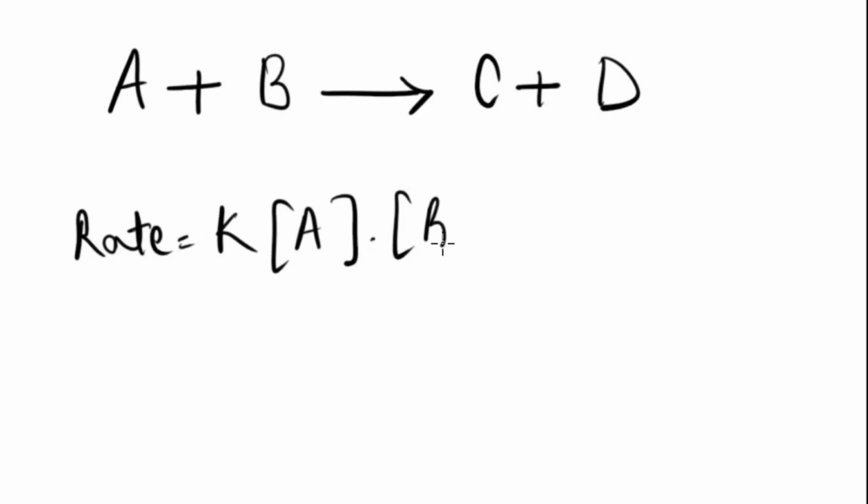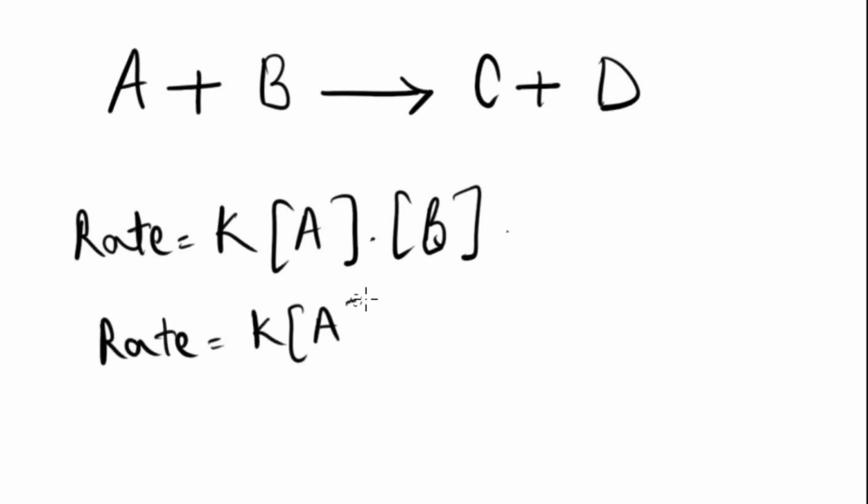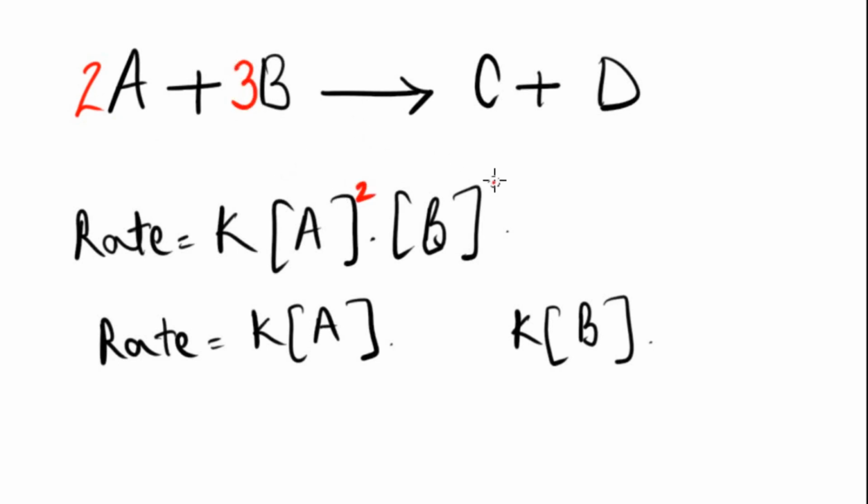You can also be asked to give individual rate equations for individual reactants. So if I had to give it just for A, it would be rate is equal to k times A. For B, rate is equal to k times B. Now, if we had a number, like a 2 before A or a 3 before B, it goes as a superscript. So A to the power 2, B to the power 3.